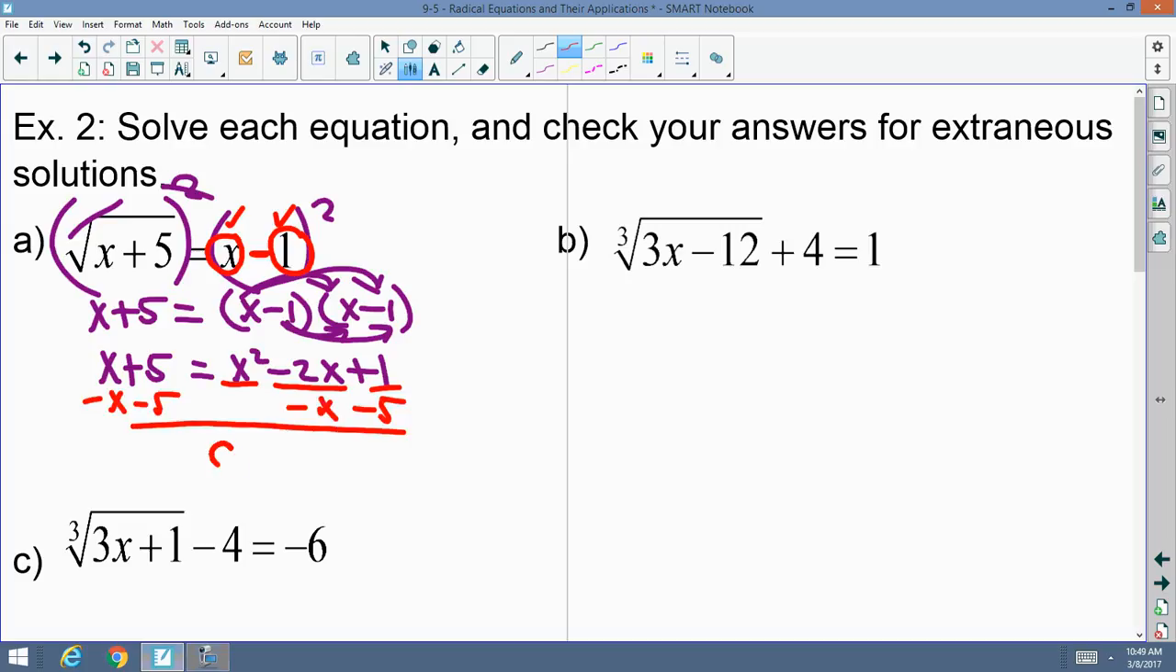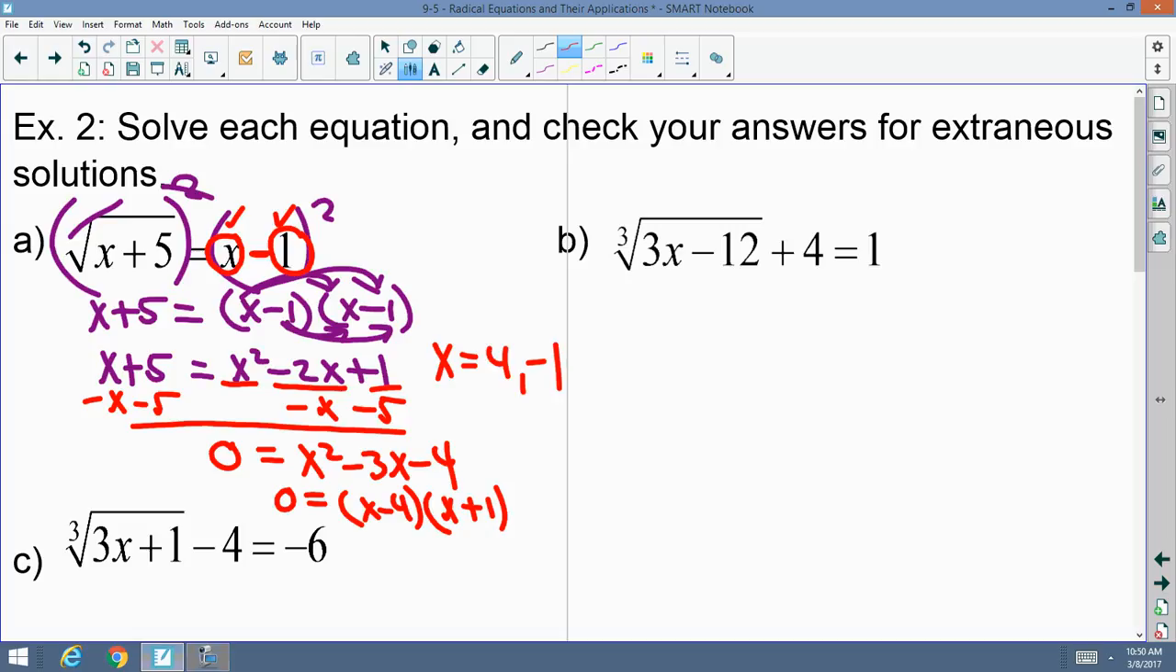So this is 0 equals x squared minus 3x minus 4. Guess what? That's a trinomial. I can factor this. This 0 equals x minus 4 and x plus 1. So therefore, zero product property, x equals 4 and negative 1. But unfortunately, I have to check this, guys. I have to. I have no choice.